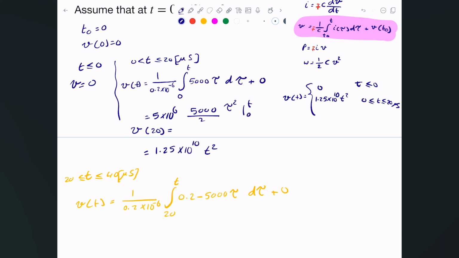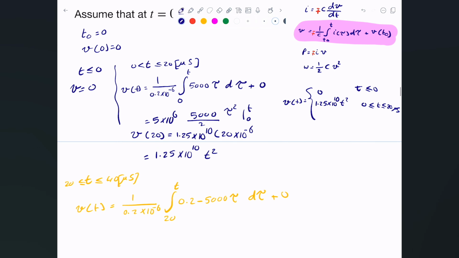and figure out in this particular case at t equals 20 what the value of that voltage is. Let me rewrite it, because we computed that equation in here. So that will be simply 1.25 times 10 to the power 10, and then here we have 20, and this is in microseconds, so I'm going to multiply by 10 to the negative 6 to get from microseconds to seconds, and take it to the square, and that will give me the exact value in volts. And that would be exactly 5 volts.